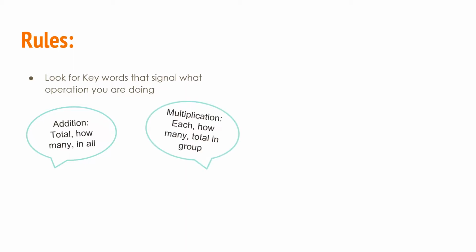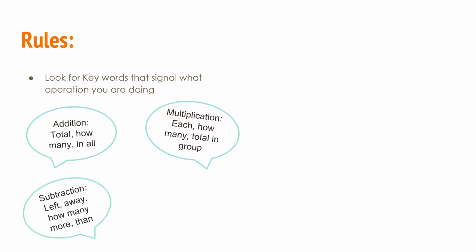Multiplication, however, is very similar to addition. We might see the words how many and total again, so be careful that you're actually looking at the word each. Usually when you see the word each, you're multiplying. Therefore, if you see a number being repeated, such as she has 5 apples in each basket, we know that the number 5 is being repeated. Therefore, it's multiplication and not addition.